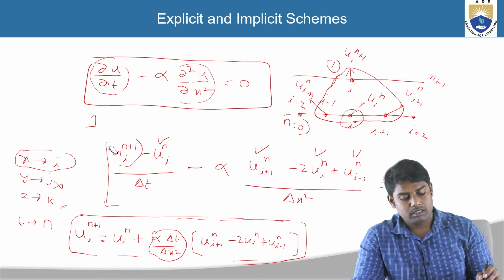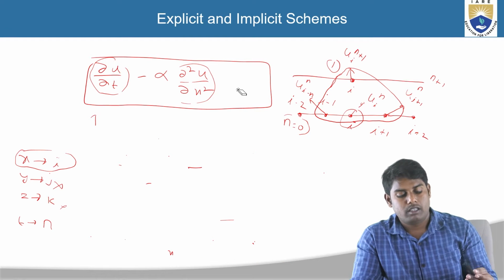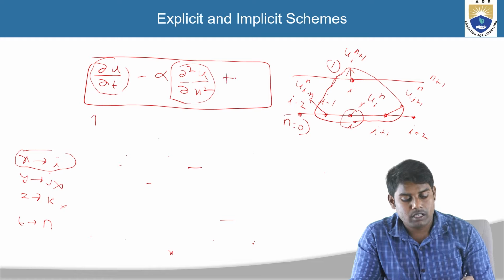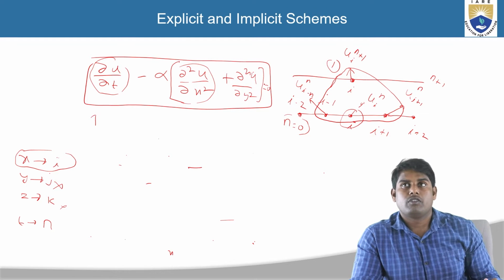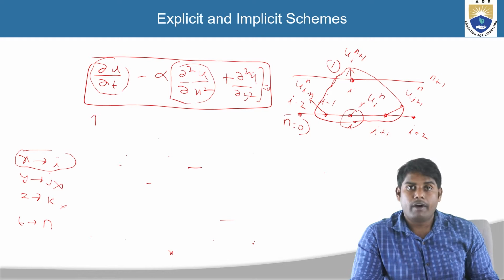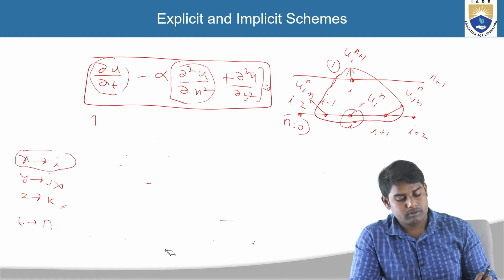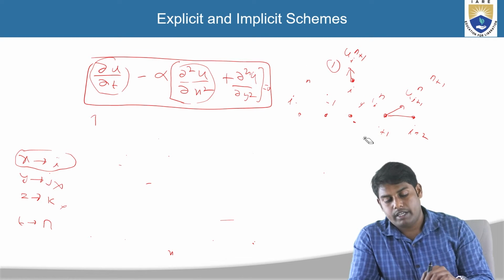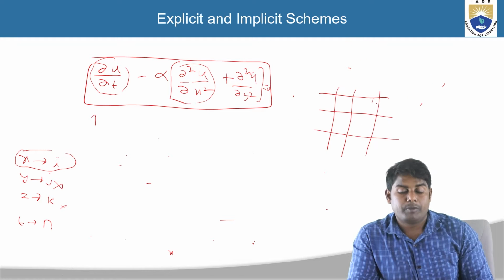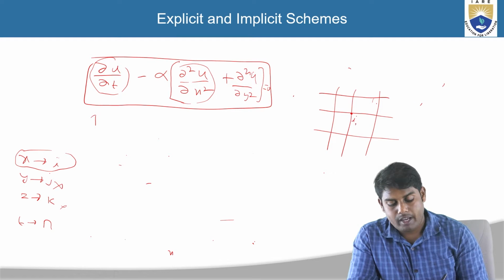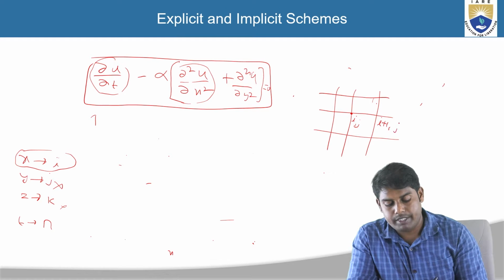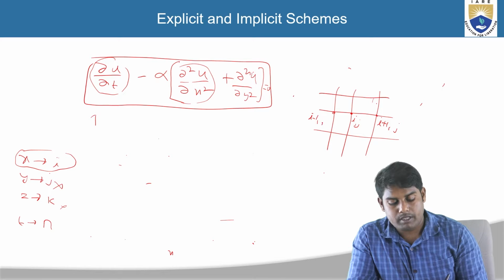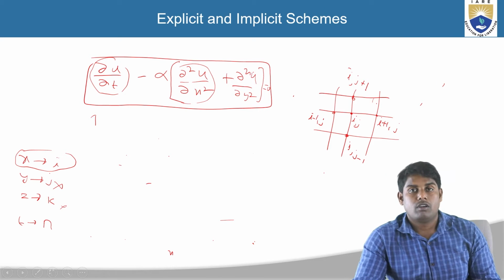Now let's see the two-dimensional case. Here you have one more term, dou square u by dou y square, equal to 0. So for the two-dimensional aspect, you have an additional y term. Then you will have grid points with i and j coordinates. Here you have i comma j, here you have i plus 1 comma j, here you have i minus 1 comma j, at the bottom you have i comma j minus 1, and on the top you have i comma j plus 1.